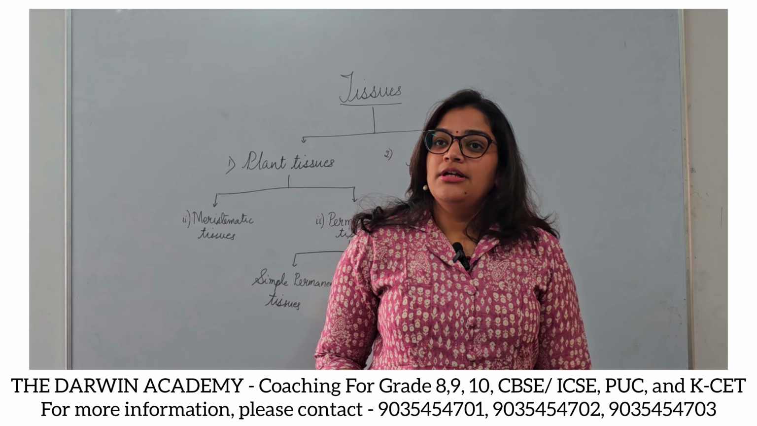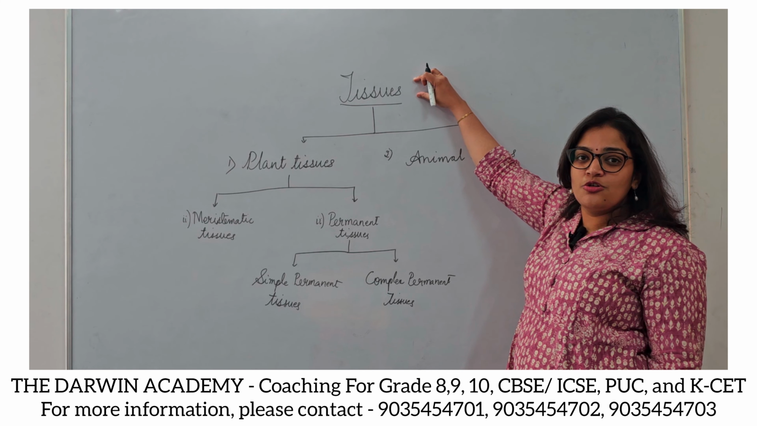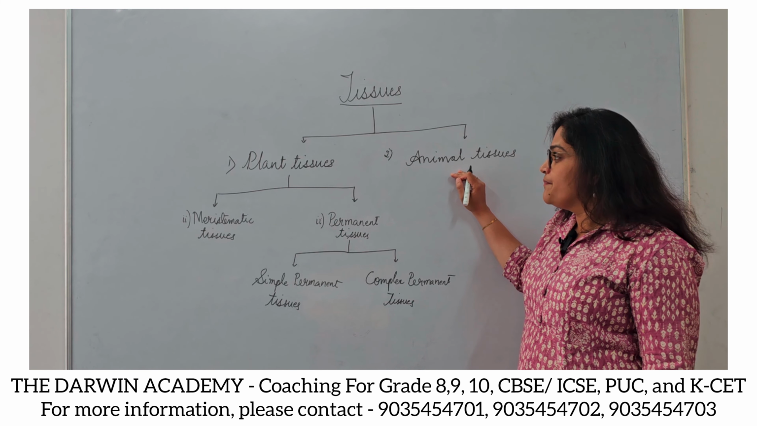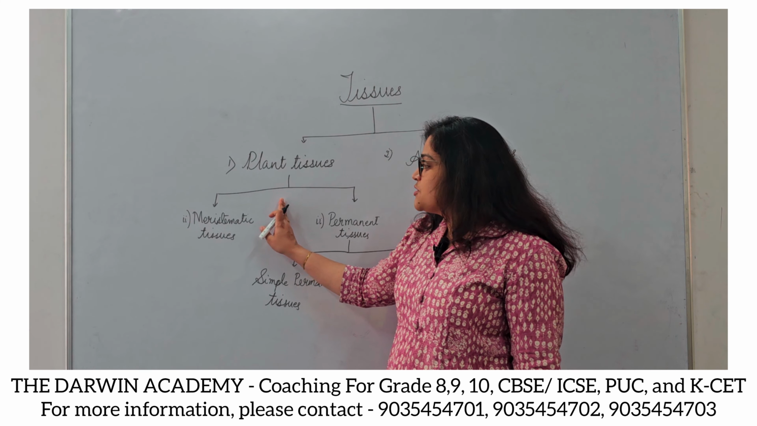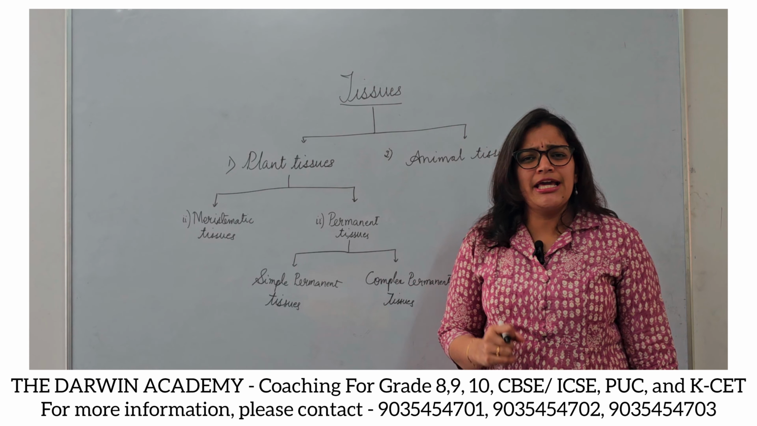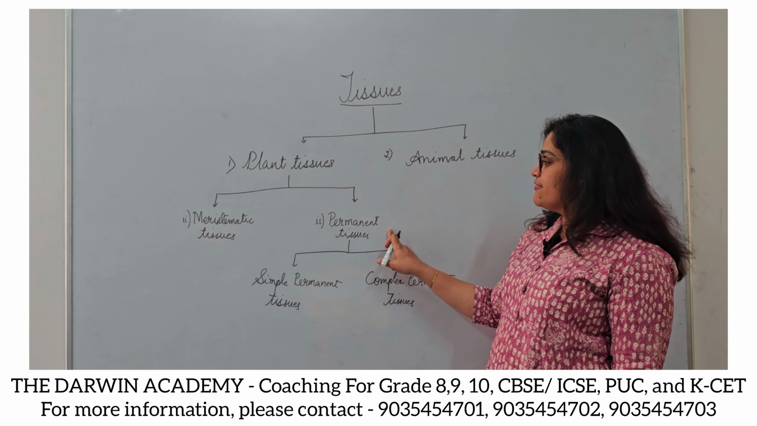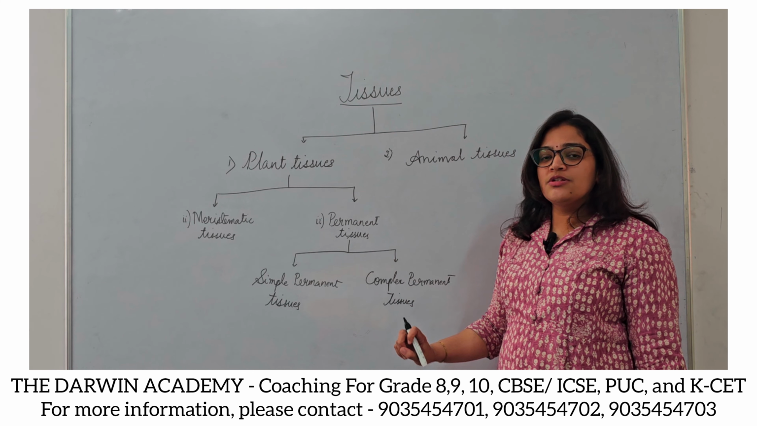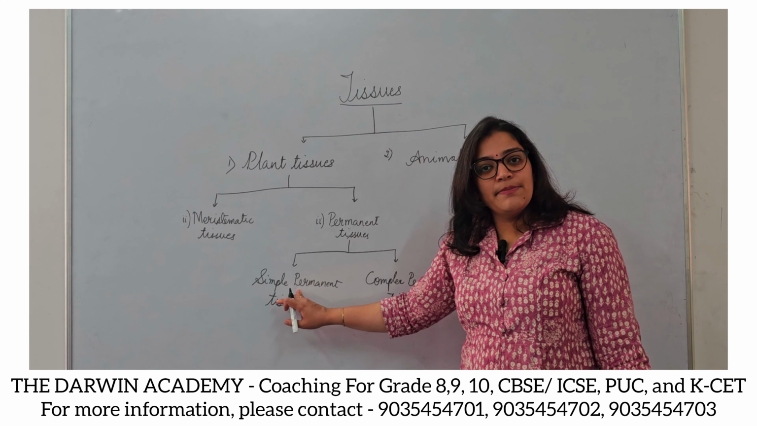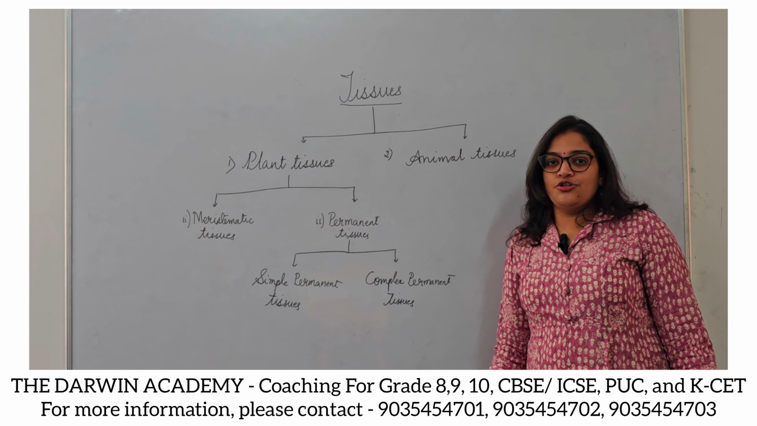Let me quickly take you through what we are going to study under the topic tissues. We are looking at plant tissues and animal tissues. In the plant tissues, specifically, we'll be looking at what meristematic tissues are, where they are found, what their types are, and so on. And the second bit of plant tissues is the permanent tissues, mainly looking into types of simple permanent tissues and types of complex permanent tissues.